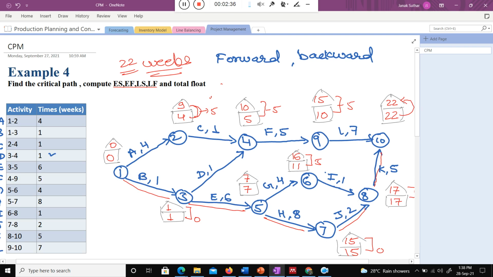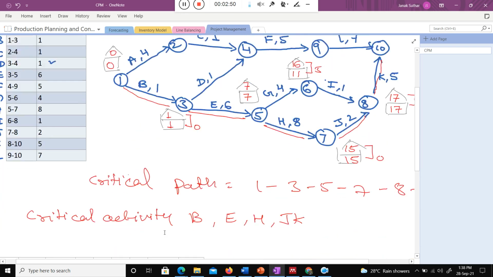That is the crashing process that we will discuss after the program evaluation review technique. So this is in general how to find out the critical path, and it will show you when your project will be complete. The next point I will now try to explain.